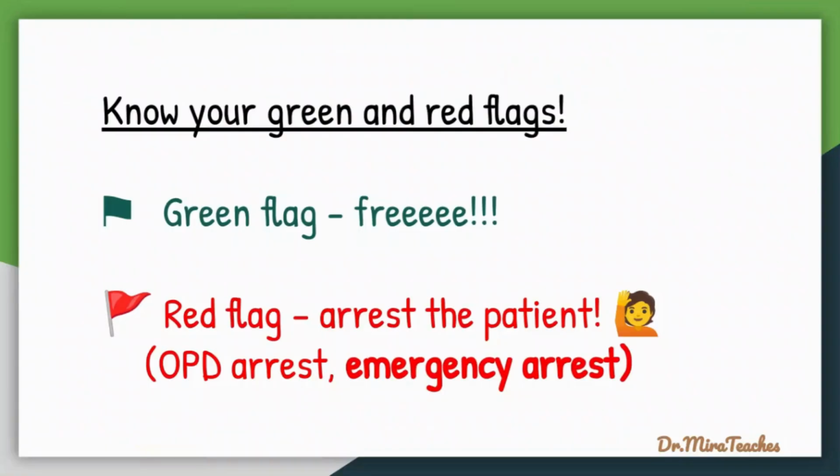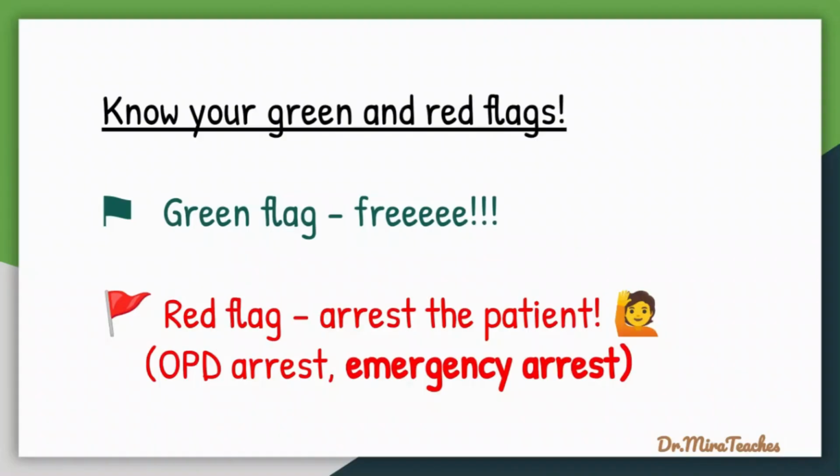Remember the nursery school rhyme, the rhyme we used to sing. If you see a traffic light, there is something you should know. Red means stop. Yellow means get ready. Green means go, go, go, and go. All right. So if the patient is a green flag, the person is free to go. But once the patient is a red flag, you need to arrest the patient. You stop the patient. You either conduct an OPD arrest or an emergency arrest. You send the patient to the ER. Okay, so you need to know your green flags and your red flags.